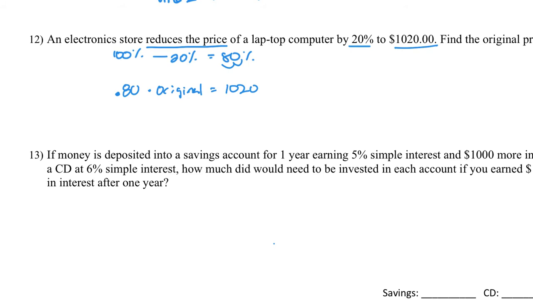So to solve this one, I just divide both sides by 0.80. Here, it's just going to cancel out. And we find out that the original price equals $1,275.